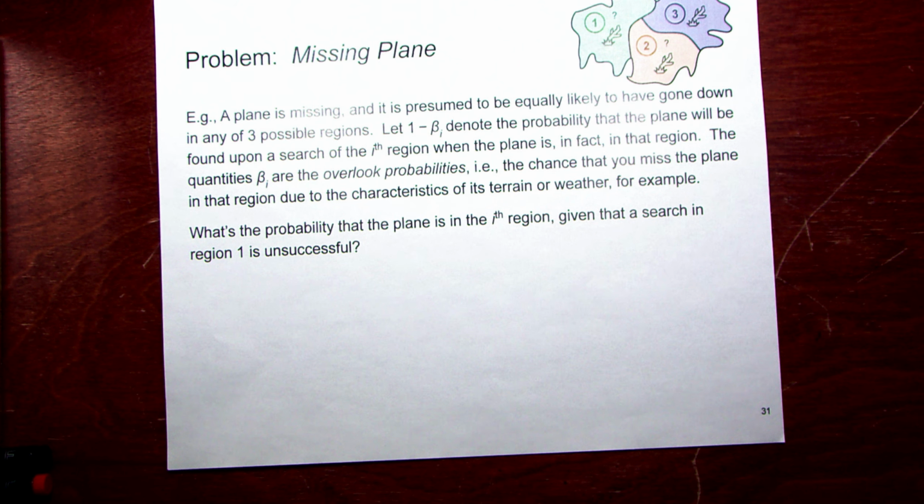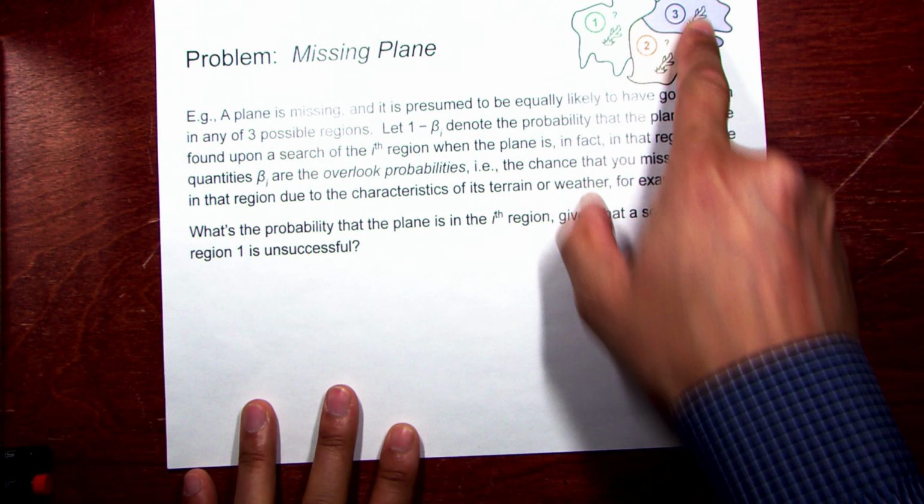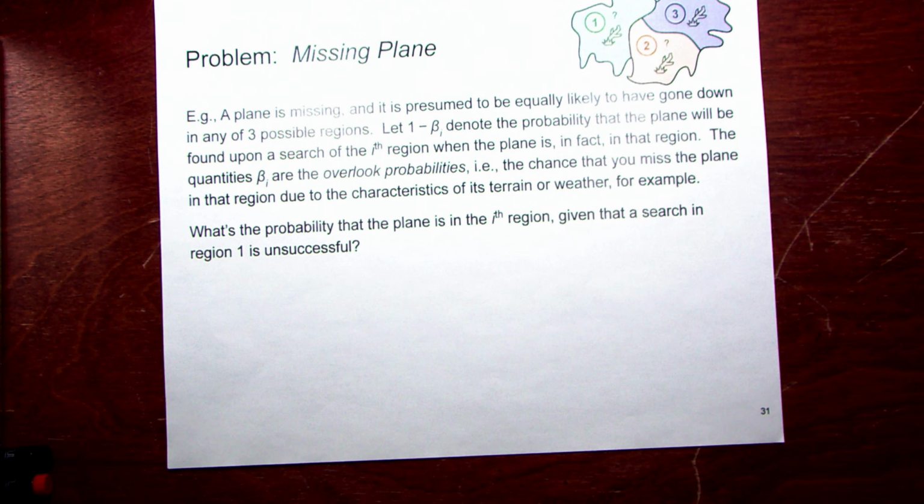Okay, so what's the missing plane problem? A plane's gone down on an island somewhere in one of 3 regions: 1, 2, or 3. It's in one of those regions, and region 1 is going to get searched.